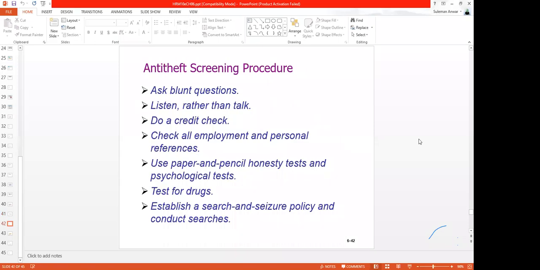For example, when you have to find out whether someone is stealing or not, anti-theft screening procedures are used. Certain anti-theft screening procedures which are advised include: ask blunt questions, listen rather than talk, do a credit check, check all employment and personal references, use paper and pencil honesty tests and psychological tests, test for drugs, establish a search and seize policy and conduct searches. So these are the policy aspects we can go for in screening somebody if an anti-theft procedure is to be incorporated.